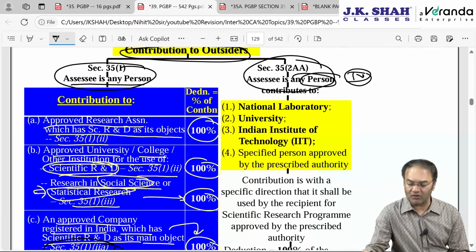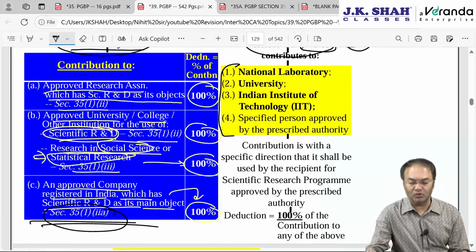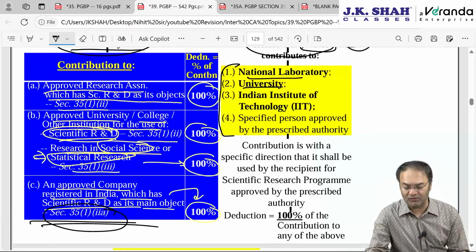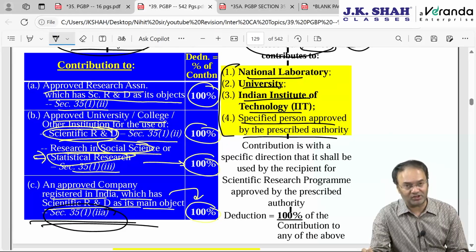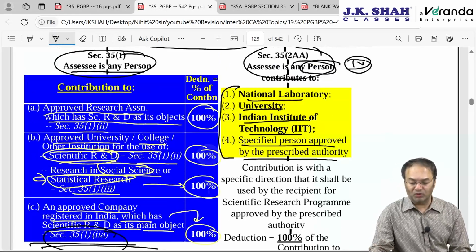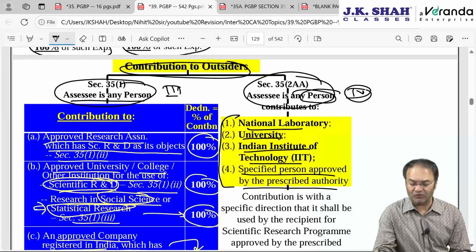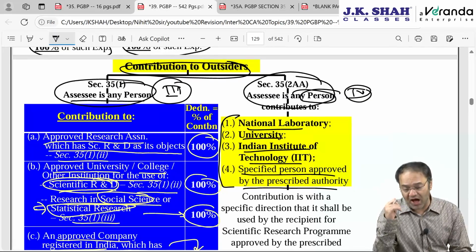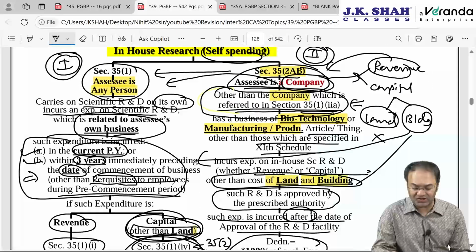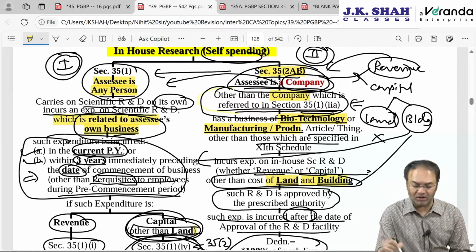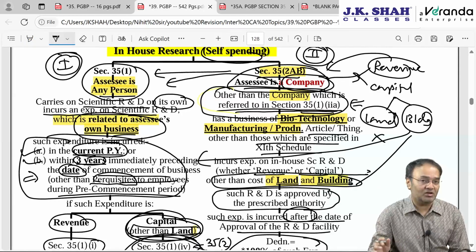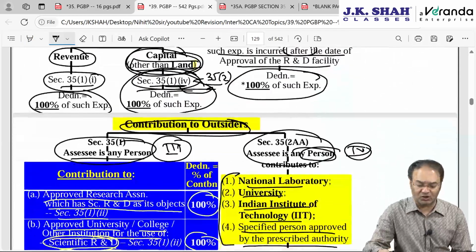Category 4 is very straightforward. Category 4, there are names of 4 people. You need to remember them. National Laboratory, University, IIT, Indian Institute of Technology, and specified person approved by the prescribed authority. However, both these places, category 3 and category 4, there is no condition that the R&D expenditure should be in connection with assessee's business. That condition is only in category 1, that the R&D should be related to assessee's own business. That condition does not find place in category 2, 3 and 4.